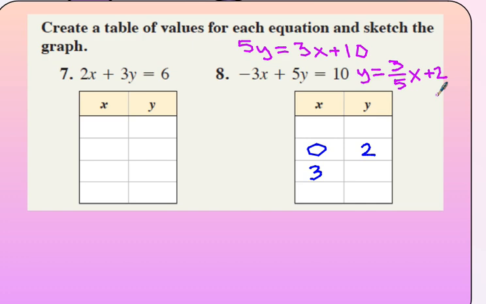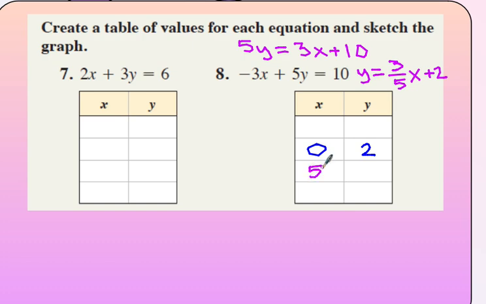Five. Why do we like 5? Because the denominator is 5. Good. The denominator is 5, so everything I put in here is essentially going to get divided by 5. And so if I have things that are multiples of 5, it'll keep numbers very nice for us. So we can go with 5.